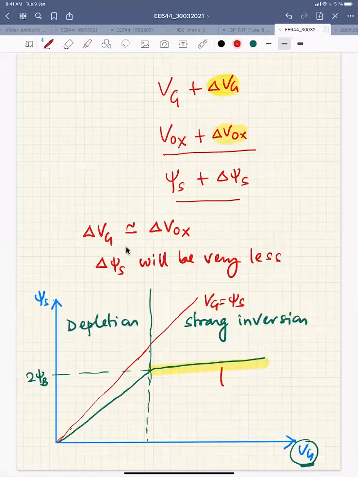But this is very slowly increasing. Your surface potential is very slowly increasing. Even so, that is my point: even if your surface potential is very slowly increasing, that has an exponential impact on the charge. Since the charge is exponentially dependent on psi s, psi s is increasing very slowly, but your Vox will increase.